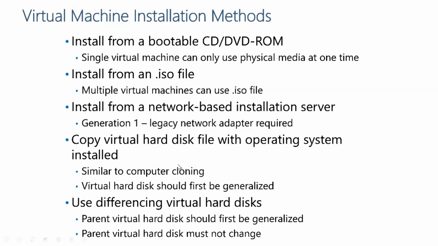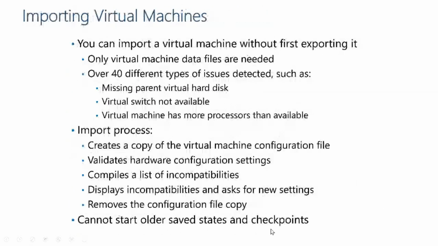So this is similar to cloning, but if we do cloning, that's like we've done with our golden master and so forth. You need a generalized operating system. So that's when we use the sysprep. We can use differencing disks where the virtual hard disk should be first generalized and the parent hard disk must not then change. So that's like the linked clones. Importing virtual machines. You can import virtual machines without first exporting it. Only virtual machine data are needed.